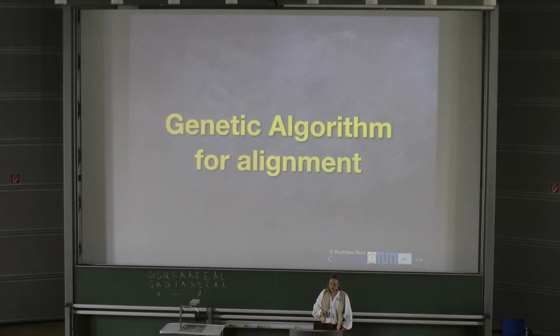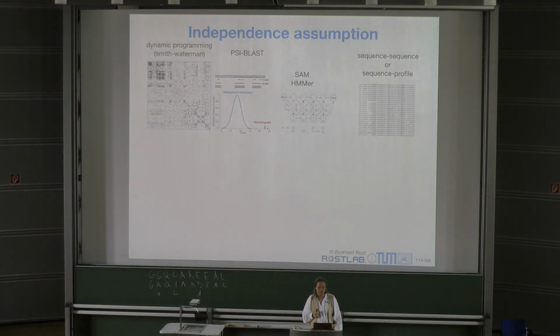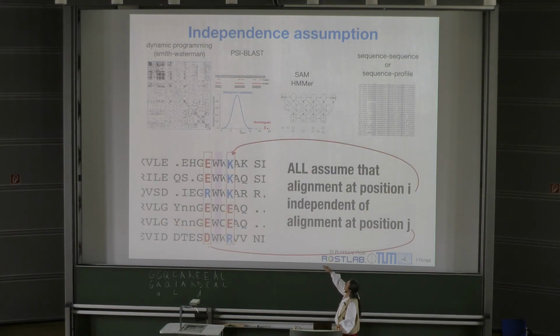Now, let's get into the genetic algorithm. Important background here: everything I talked about essentially fulfills the Markov condition in some sense. The Markov condition being that when you look at two different positions, they are completely independent. What happens at position I is independent from what happens at position J. That was the condition for dynamic programming to find the optimal path, for BLAST, and for the hidden Markov model. You have a dependency only on the previous step, so columns that are far apart are independent.